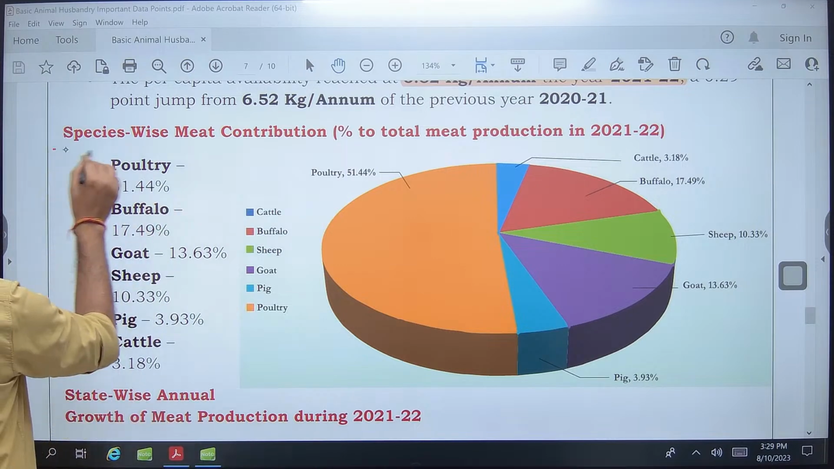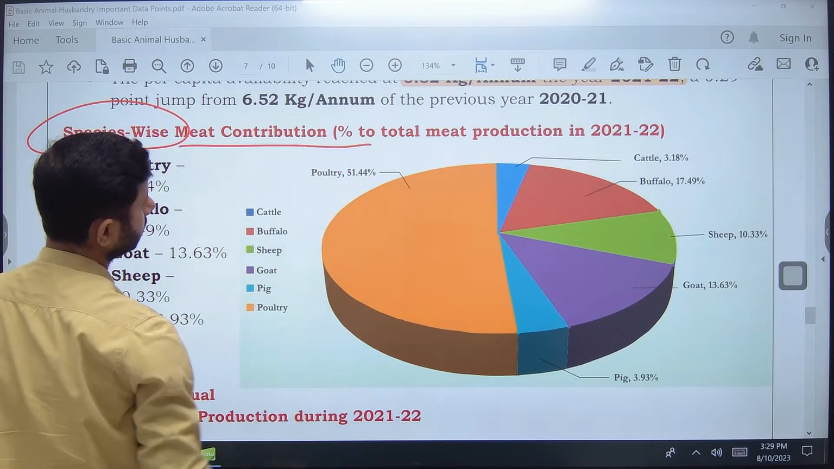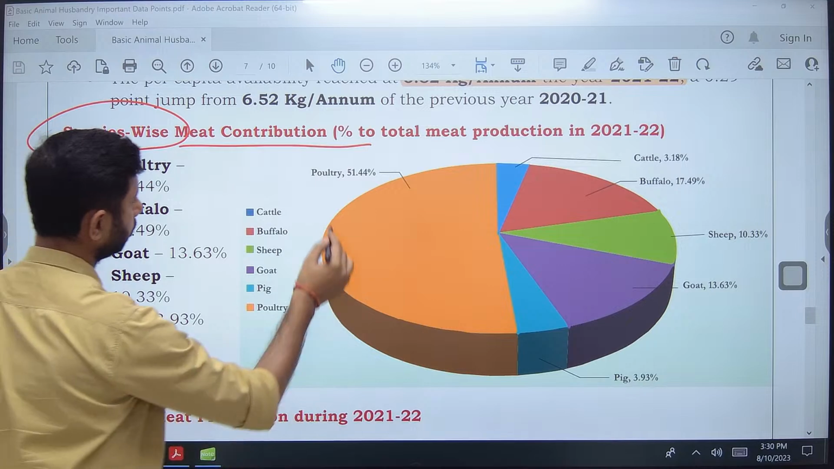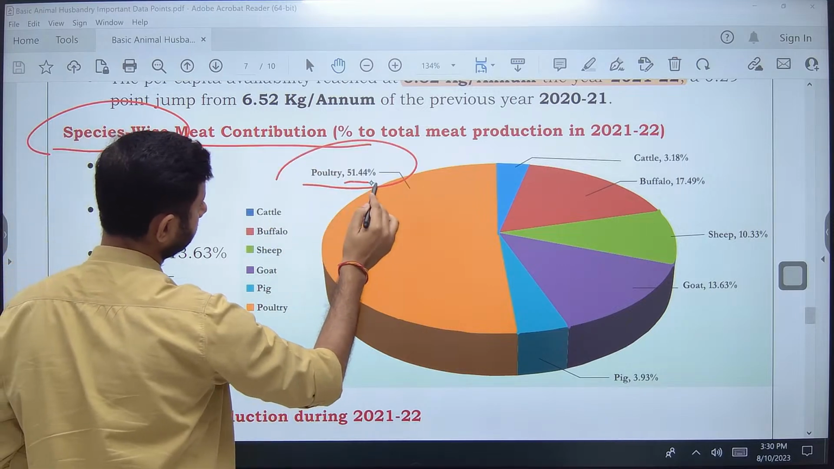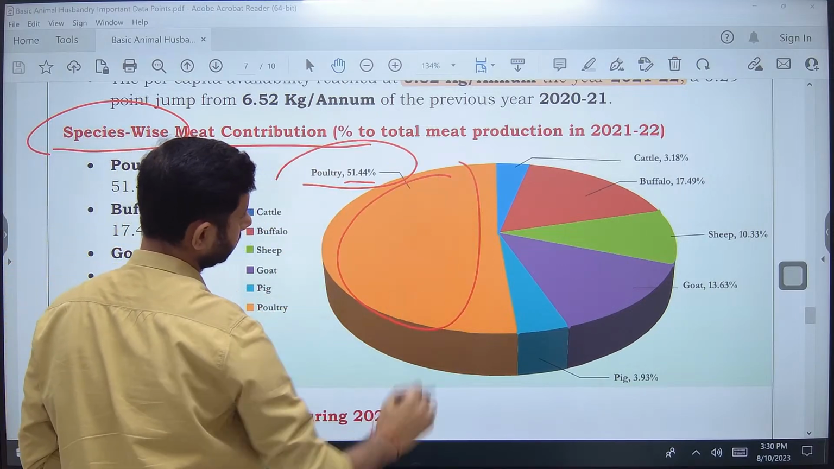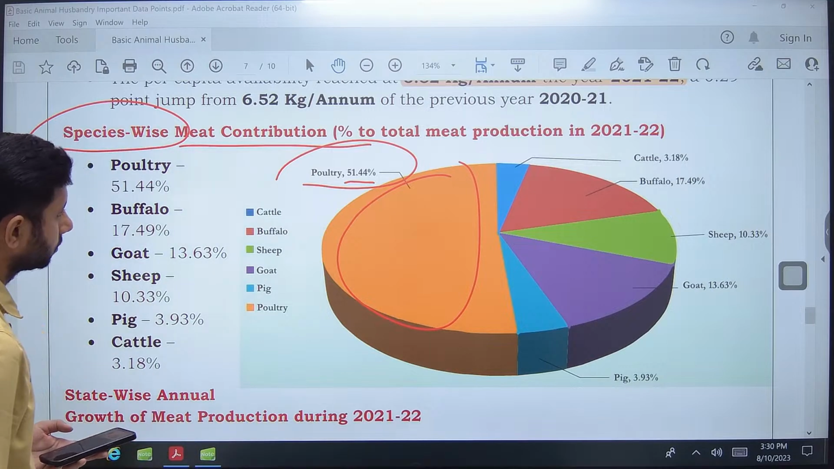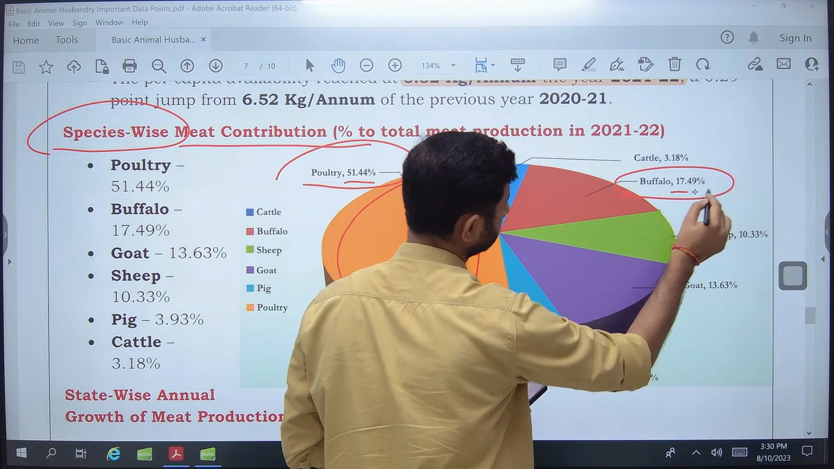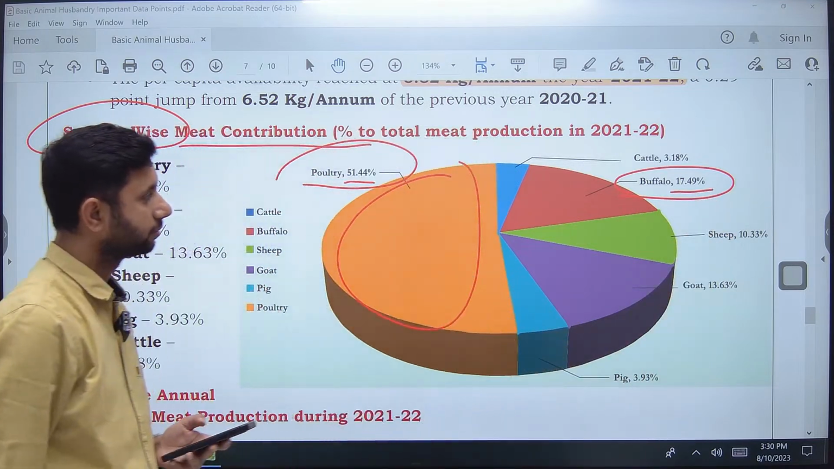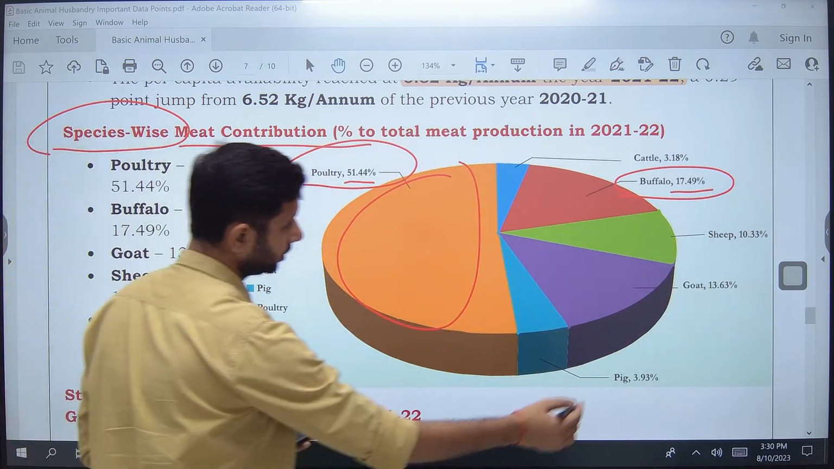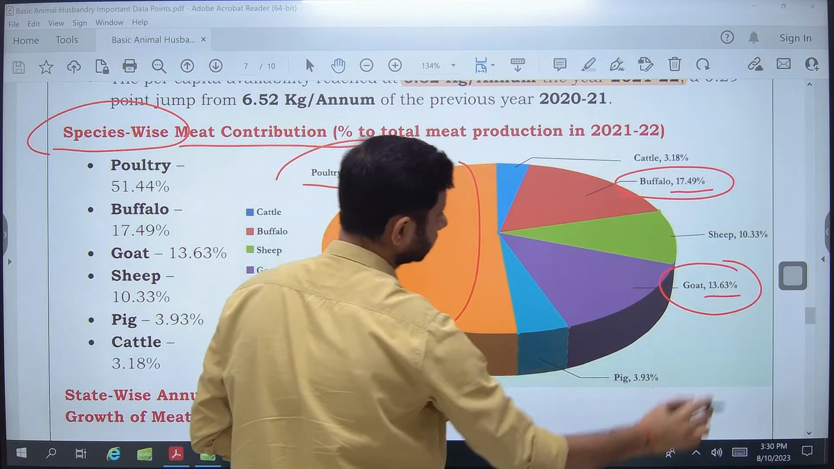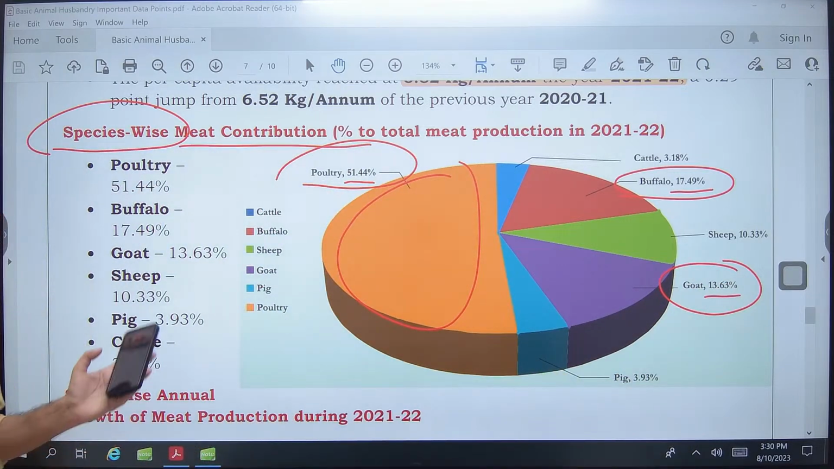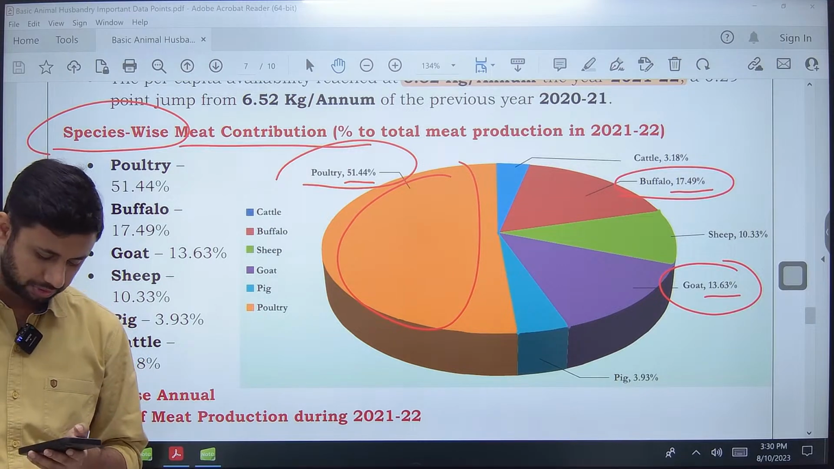Now we come to species wise meat contribution. Okay. So poultry contributed 51.44%, as you can see from the pie chart itself. Okay. And then in second number there is buffalo, 17.49%. And in third is goat, 13.63%. So these top three species are important.